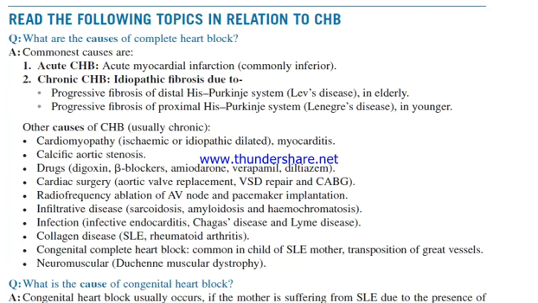Other causes of complete heart block, usually chronic: cardiomyopathy, ischemic or idiopathic dilated; myocarditis; calcific aortic stenosis; drugs such as digoxin, beta blockers, amiodarone, verapamil, diltiazem; cardiac surgery, aortic valve replacement, VSD repair and CABG; radiofrequency ablation of AV node and pacemaker implantation; infiltrative disease such as sarcoidosis, amyloidosis and hemochromatosis; infection such as infective endocarditis, Chagas disease and Lyme disease; collagen disease such as SLE, rheumatoid arthritis; congenital complete heart block, common in child of SLE mother, transposition of great vessels; neuromuscular cause such as Duchenne muscular dystrophy.